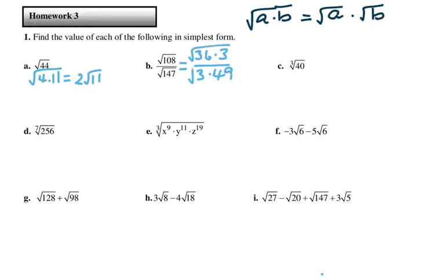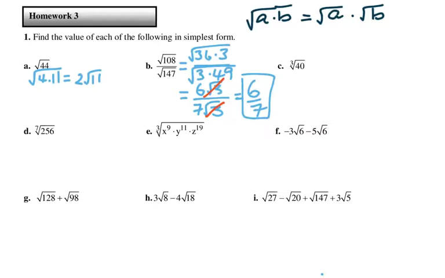So when we take the square root of both of these, we're going to get square root of 36 is 6 times by root 3 in the numerator. Square root of 49 is 7 multiplied by root 3. Same number in the numerator and denominator, multiplying, we can cancel, and so we just get 6 sevenths, or 6 over 7.